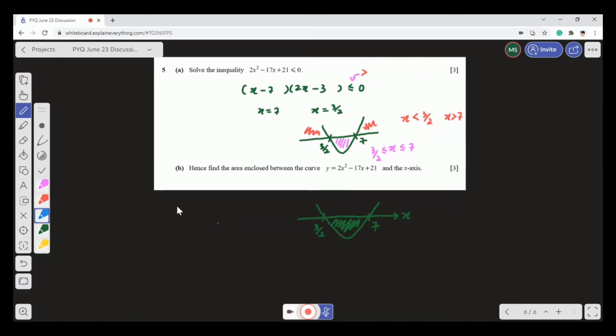Area of a curve. Integrate from where to where? From 3 over 2 to 7, 2x squared minus 17x plus 21 dx. And then we continue to find the answer by integrating first. But however, is this the correct method? Is this what we do correctly, or is something lacking, or is this just correct? What do you all think?